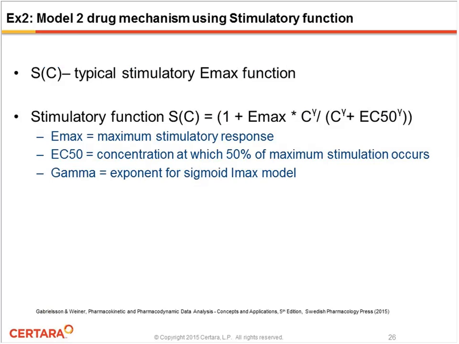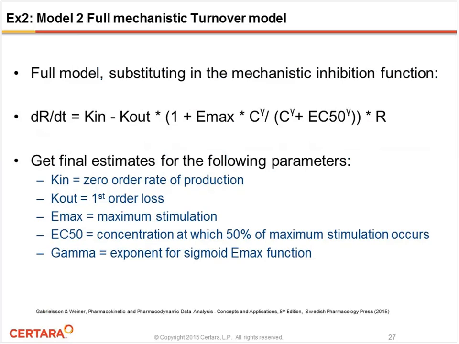The second model, we will look at the drug mechanism using a stimulatory function. So our stimulatory function, S of C, equals 1 plus Emax times C to the gamma divided by C to the gamma plus EC50 to the gamma, where Emax is the maximum stimulatory response, EC50 is the concentration at which 50% of maximum stimulation occurs, and gamma, of course, is the exponent. Our turnover model in this case becomes the change in response versus time equals the KN, unmodified, minus K out times the stimulatory function times the response. And for this model, we'll get final estimates for KN, K out, Emax, EC50, and gamma.